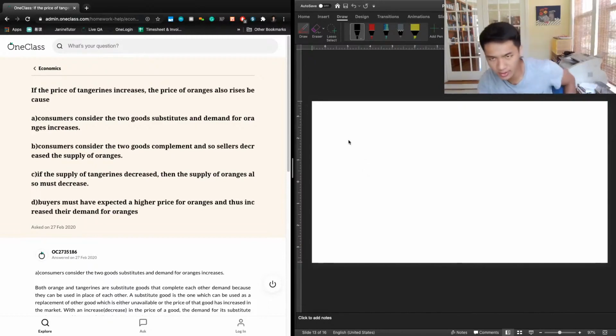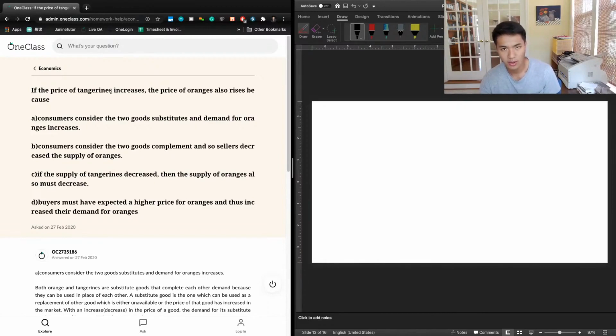So what we're dealing with here is clearly two correlated goods. Tangerines and oranges are either substitutes or complements. And so the price of tangerines increases. What does that mean for the quantity demanded of tangerines? Price goes up, quantity demanded goes down, so we know the quantity demanded for tangerines goes down.